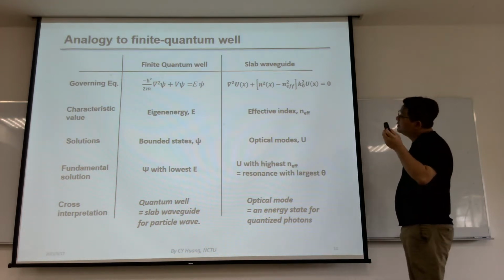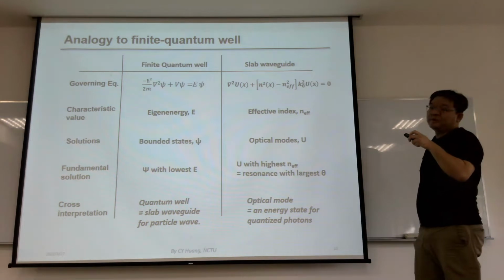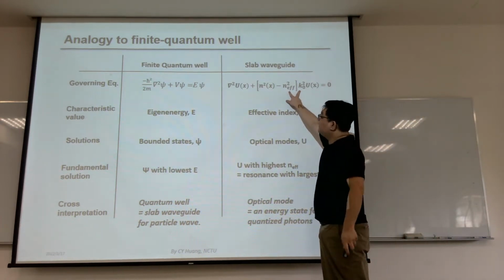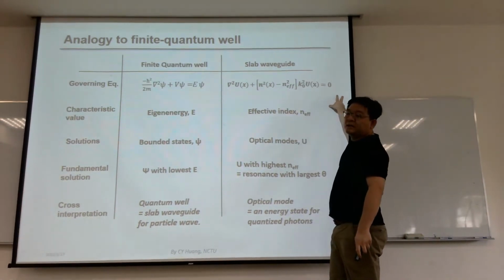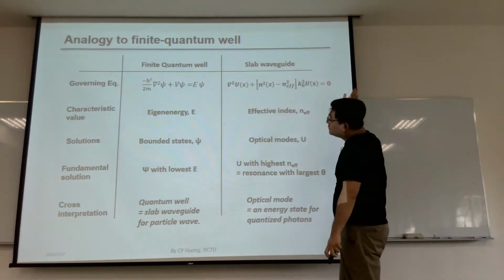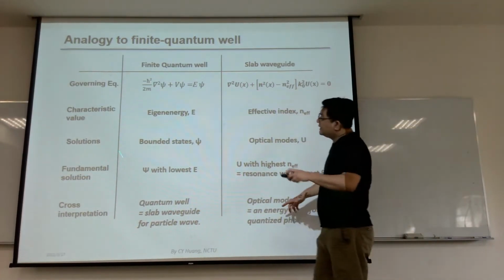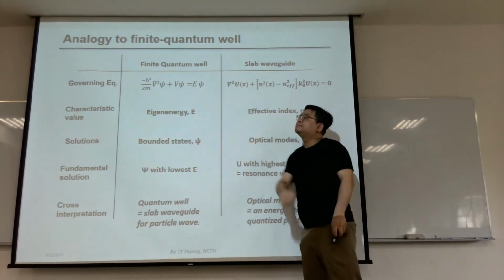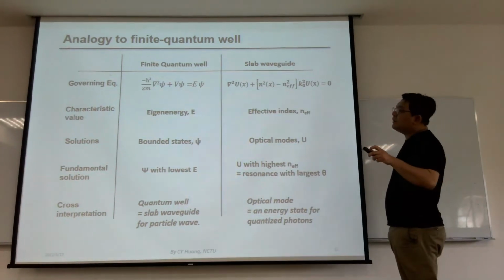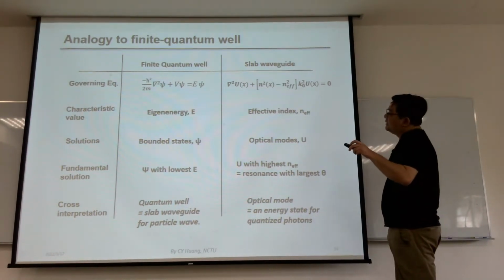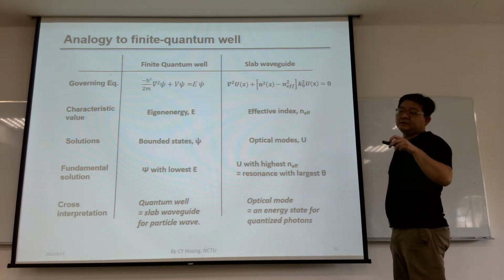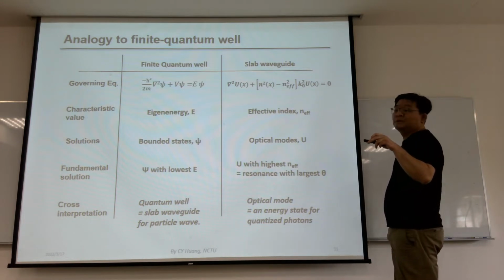Similarly, the slab waveguide is also a Laplacian equation with an eigenvalue problem if you take the NEFF to the other side. It's pretty much the same. The only difference is that we have a negative value here, so we have a positive value here. For the quantum well, what we are trying to solve is the eigenenergy. The energy is the thing we want to know.